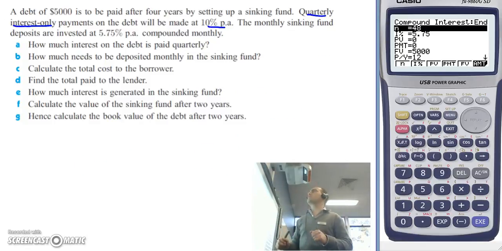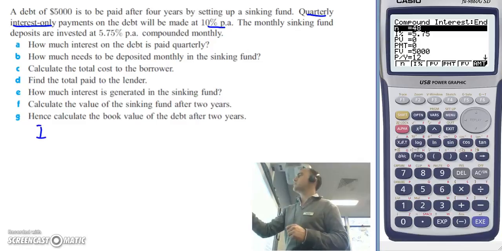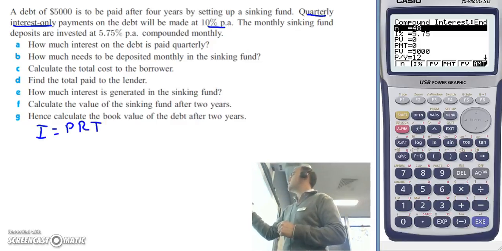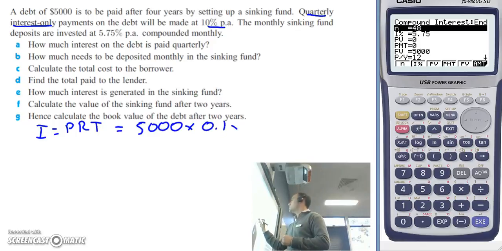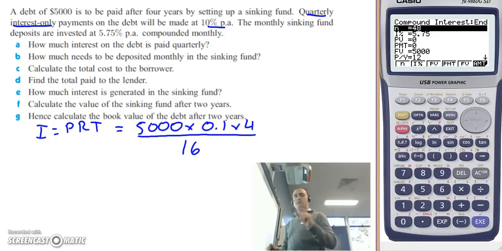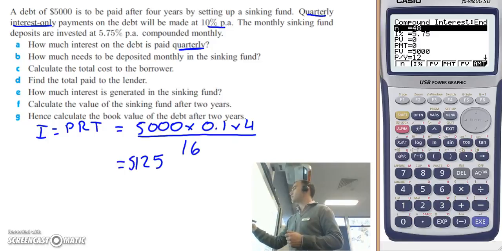So let's have a look. How much interest on the debt is paid quarterly? So it's simple interest. So I is equal to PRT. Now, I is equal to 5,000 multiplied by the interest multiplied by the time, 4 years. And I'm going to divide it by 16. 4 years, 4 quarters, 16 quarters in total, because we're trying to find the quarterly amount. I pop that into my calculator and I find that that is $125. So that's how much interest I have to pay each quarter.